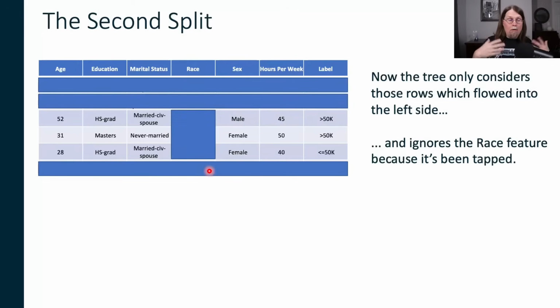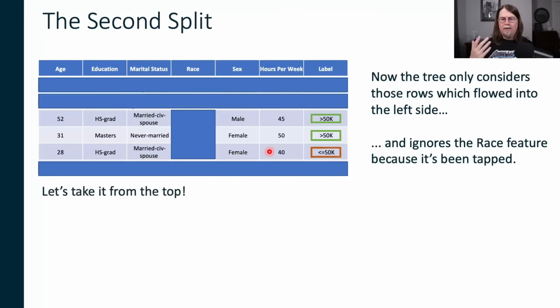The algorithm won't actually try and calculate a Gini impurity score for the race feature because it's pointless. The values are all the same. Okay. And what we get now is these features are available for the next split, and these rows are available. And what we can see here is that we have these particular labels again, right?